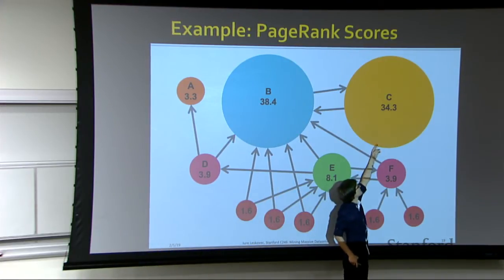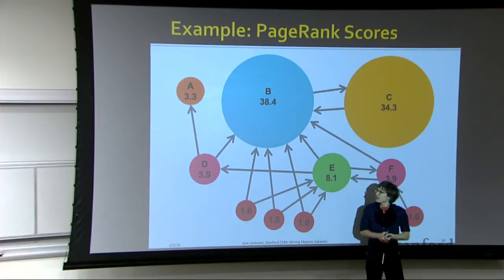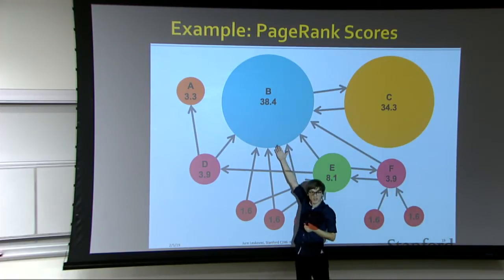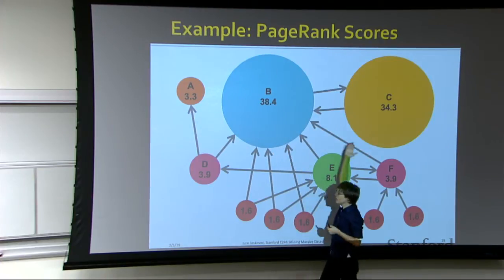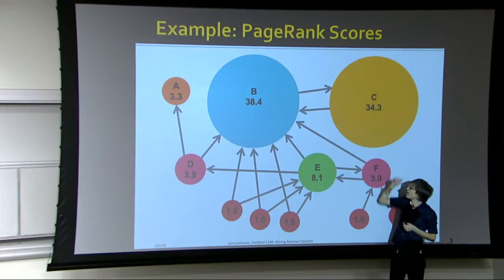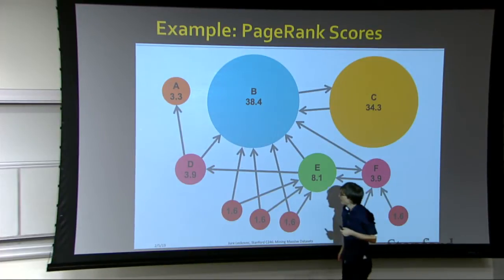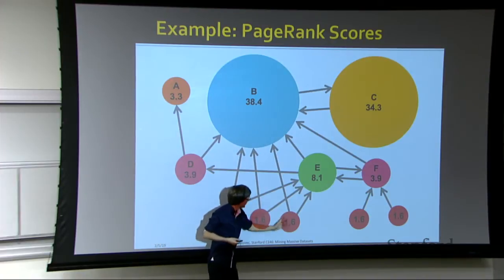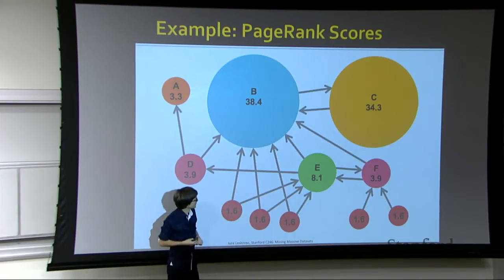Notice that node C also has huge importance. The reason it has such huge importance is because node B, which is very important, is the only node that points to it. So it makes sense for node C to be of high importance as well, right? You can also notice that these nodes here, who nobody points to, have low importance.